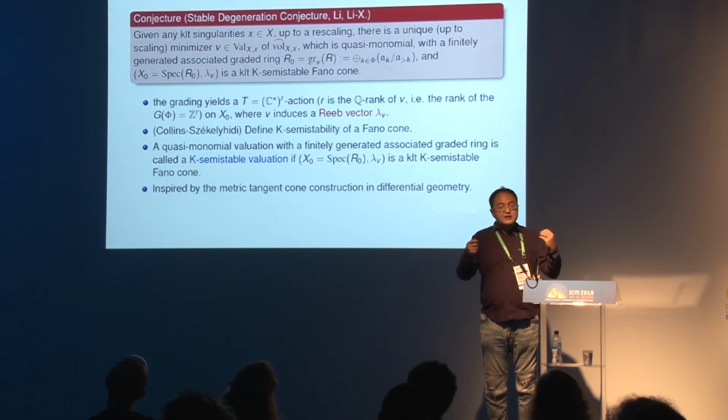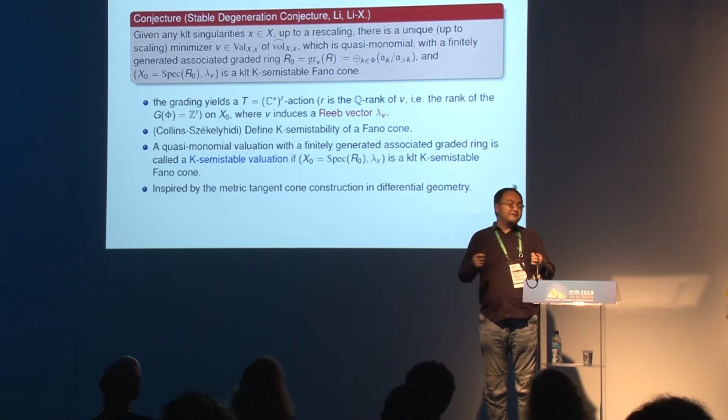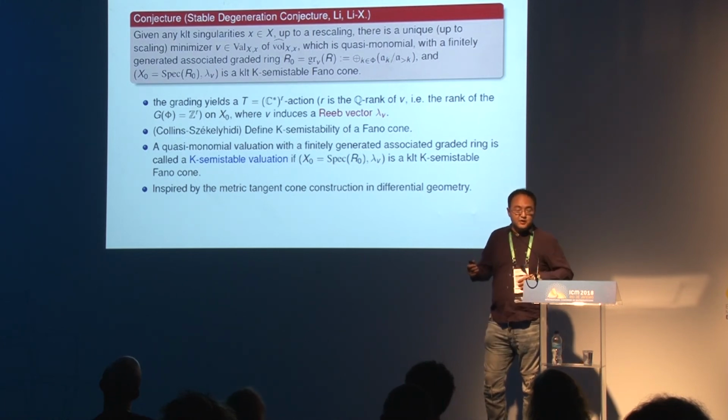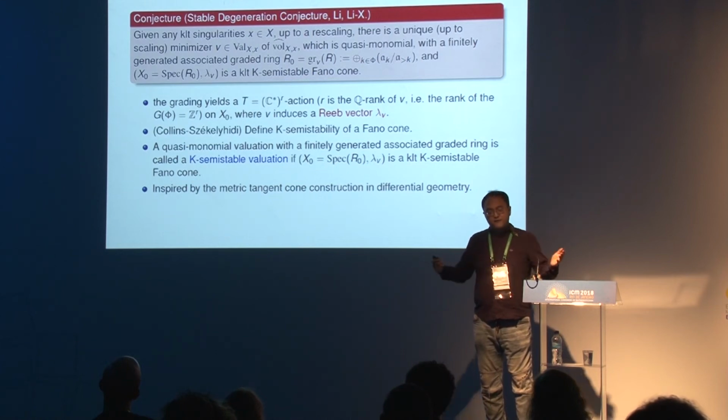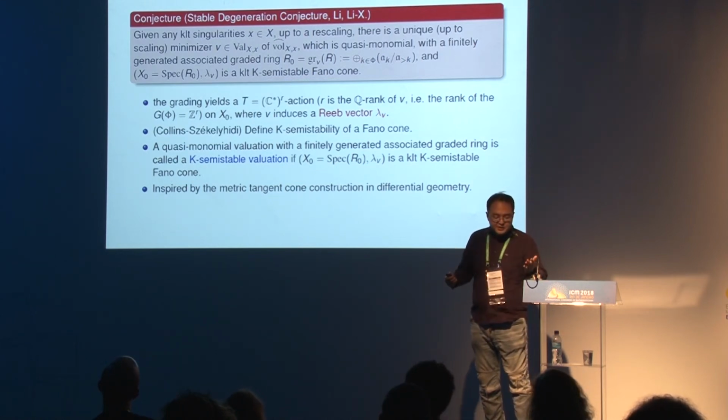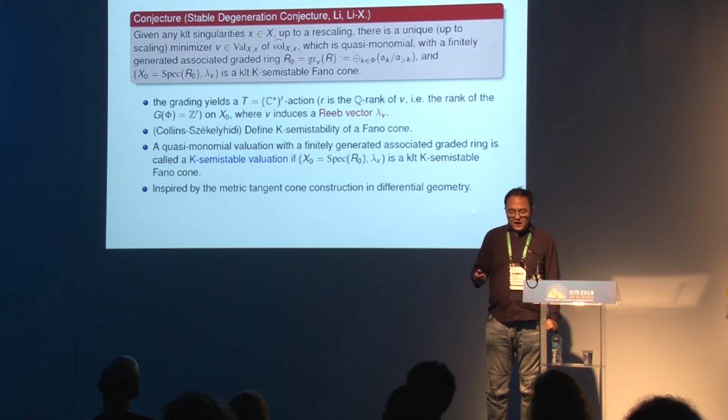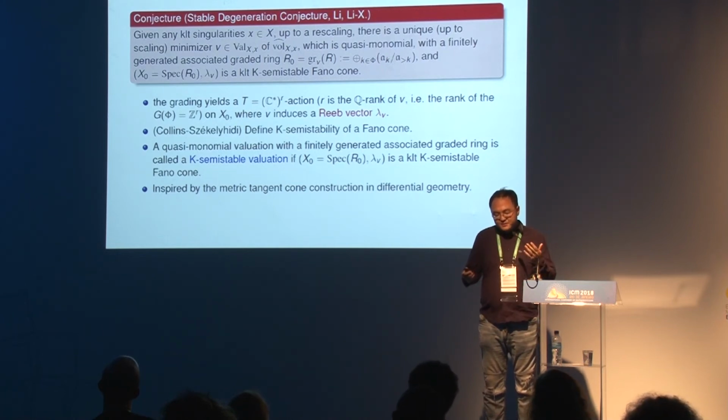First, the normalized volume doesn't depend on the ray scaling. So if I rescale my valuation V to lambda V, the normalized volume is the same. In other words, if I define normalized volume, I can always forget the ray scaling. Then I just say this minimizer is unique. And it's actually not just unique, it's quasi-monomial.